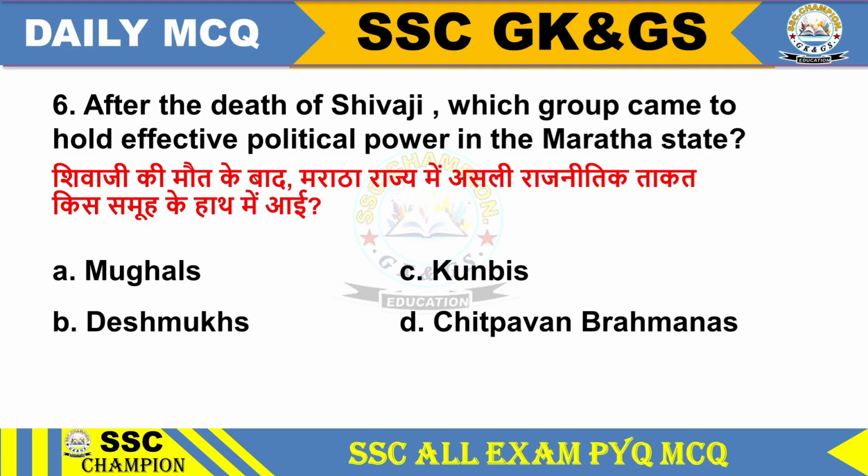Question 6. After the death of Shivaji, which group came to hold effective political power in the Maratha state? Option A, Mughals. Option B, Deshmukhs. Option C, Kunbis. Option D, Chitpavan Brahmanas. Right answer, option D, Chitpavan Brahmanas.